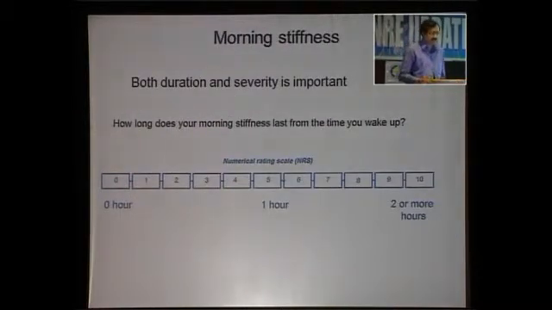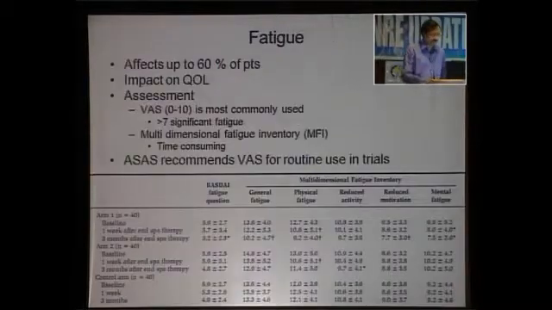And the second very important thing is morning stiffness. Both duration and severity of morning stiffness are important in the case of ankylosing spondylitis, and usually what is used is a numerical rating scale. If someone has an early morning stiffness of 1 hour, we give a score of 5, and if it's more than 2 hours, you give a score of 10. And the question is, how long does your morning stiffness last from the time you wake up? These questions are framed in such a way that you get an optimal response.